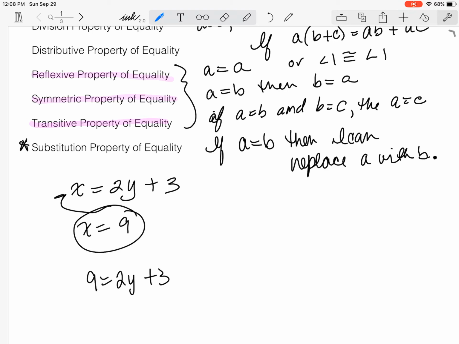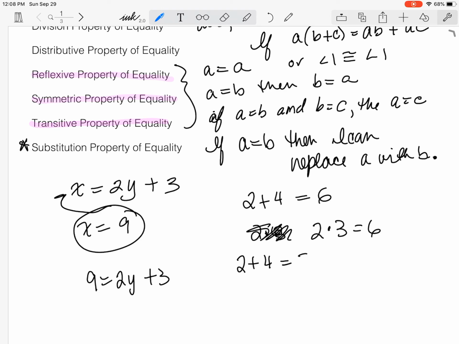But the transitive property states that if I have an equation like 2 plus 4, that's going to give me 6, all right? And I know also that 2 times 3 is also equal to 6. That lets me know with the transitive property, I can rewrite this and say 2 plus 4 is equal to 2 times 3 and work out my problems that way. So then 6 is equal to 6. That's what the transitive property states.